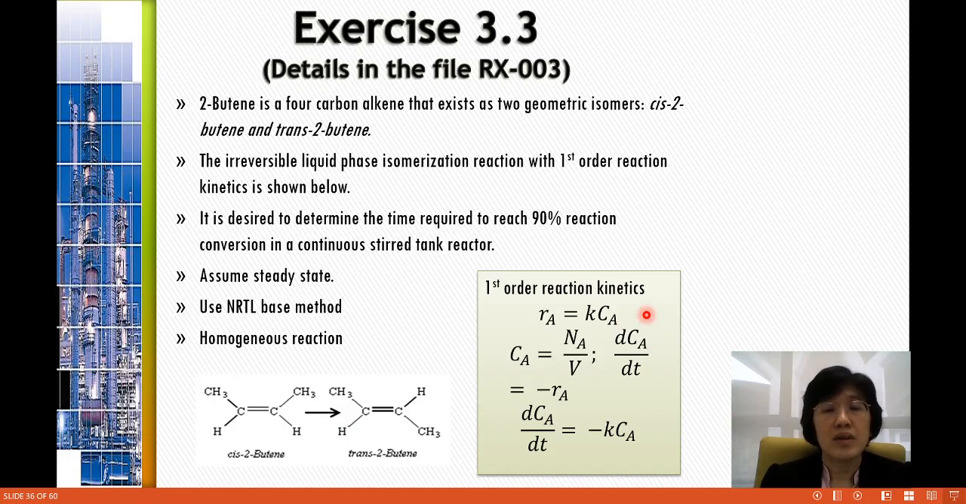We are asked to determine the residence time to achieve a conversion of 90% in a CSTR. The assumption that we have to make is that it is at steady state and a homogeneous reaction, and we are asked to use NRTL as the property method.